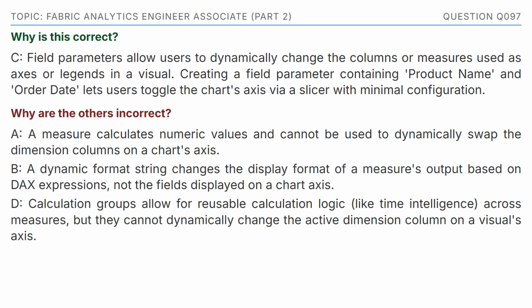A. A measure calculates numeric values and cannot be used to dynamically swap the dimension columns on a chart's axis. B. A dynamic format string changes the display format of a measure's output based on DAX expressions, not the fields displayed on a chart axis. D. Calculation groups allow for reusable calculation logic, like time intelligence, across measures, but they cannot dynamically change the active dimension column on a visual's axis.